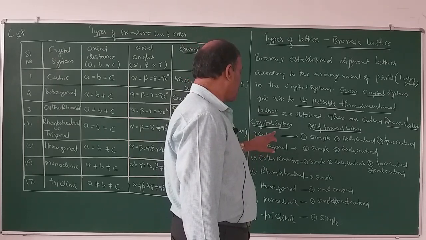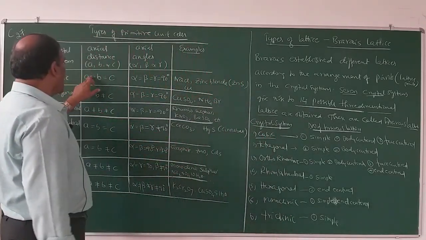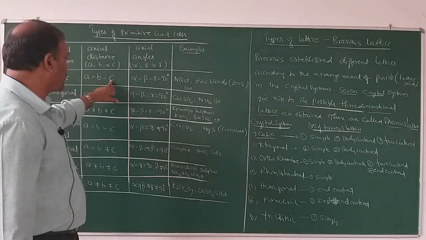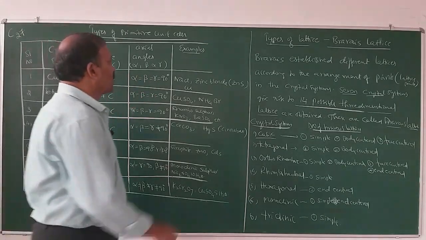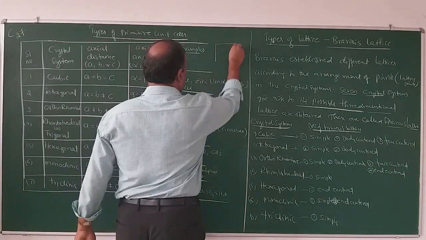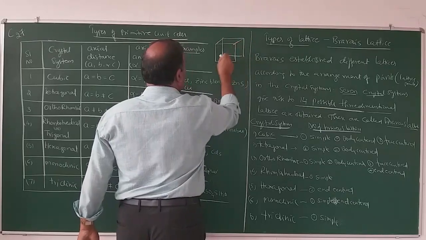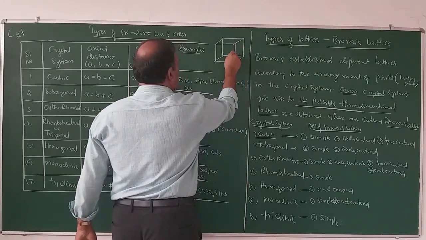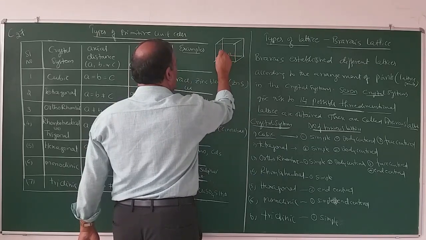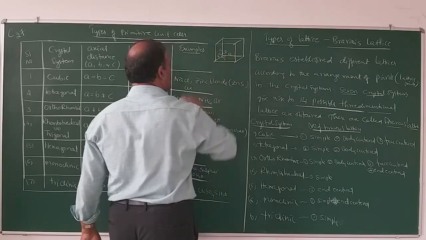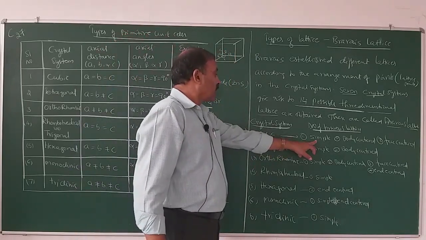So in simple, say what is the meaning of cubic? In cubic, A equals B equals C, alpha equals beta equals gamma. So you will get this cubic structure. So in this cubic structure, A equals B equals C, alpha equals beta equals gamma. So what is the structure? This is cubic structure. In cubic structure, simple.